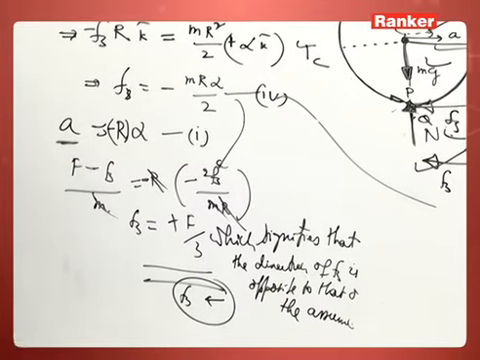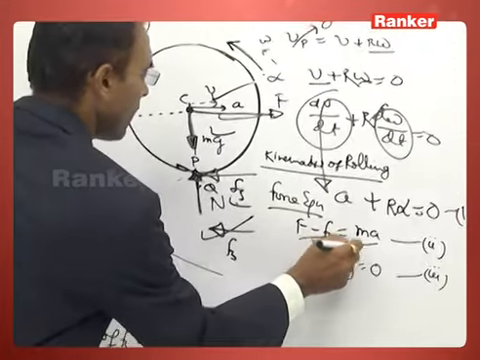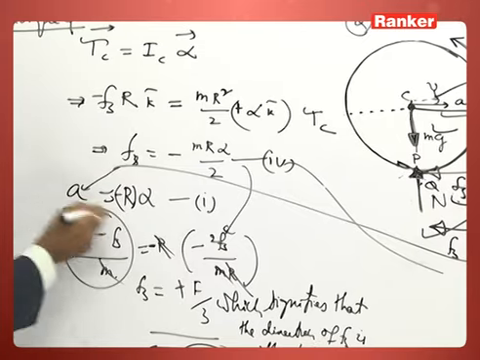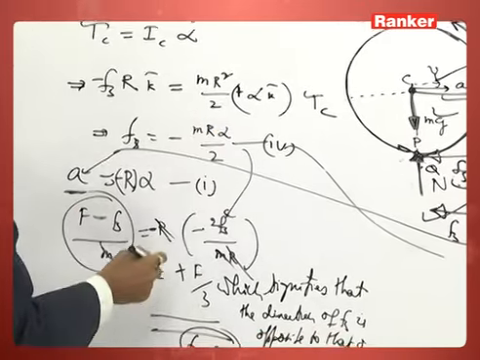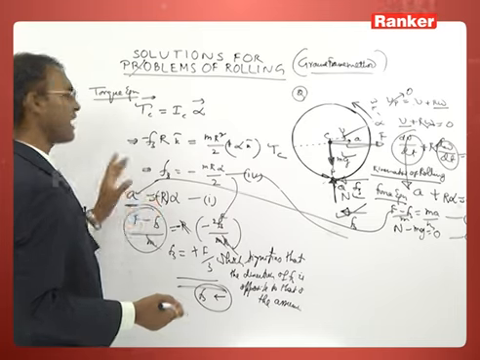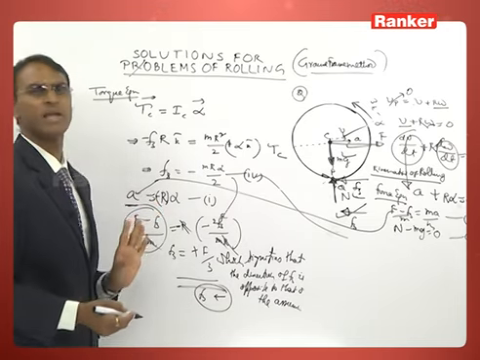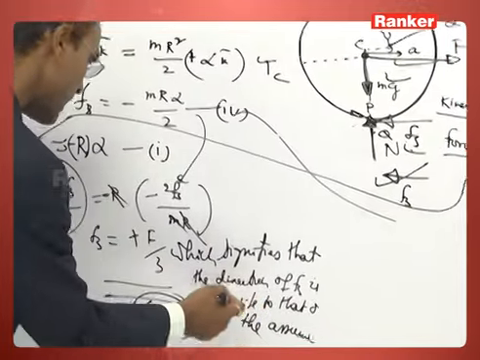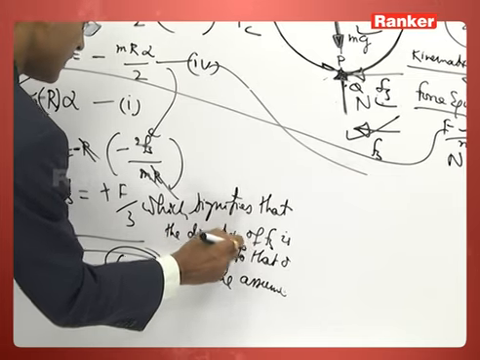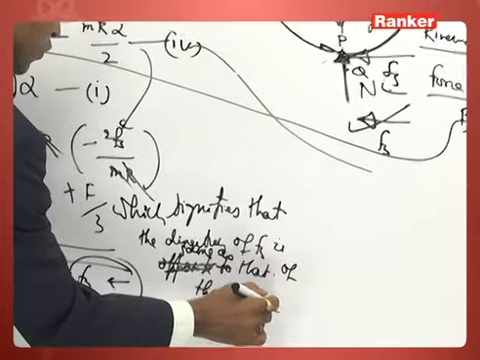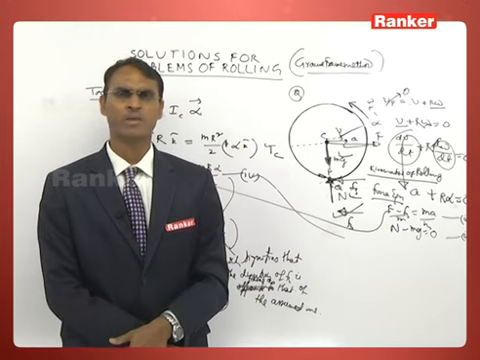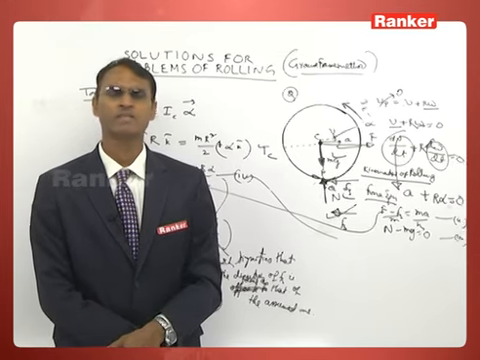Acceleration you are getting from the first equation to get this much. Alpha you are getting from the fourth equation to get this much. Substitute alpha and a from the fourth and first equation in equation number 1, the kinematical equation, to get Fs equal to plus f by 3 again. The plus sign signifies that the direction of Fs is the same as that of the assumed one.